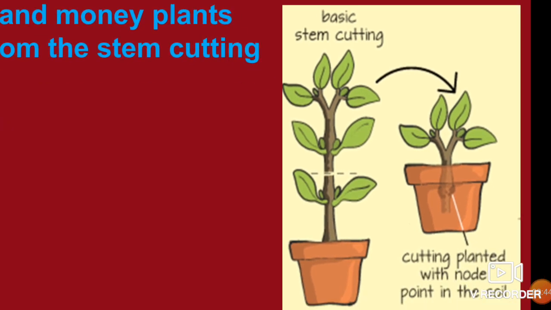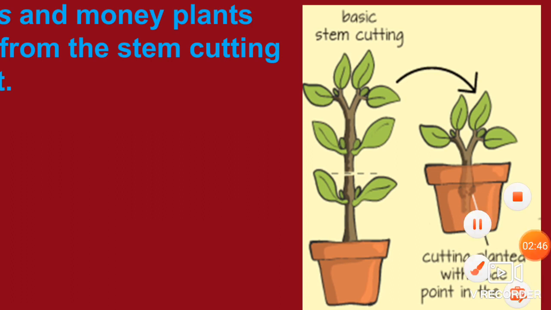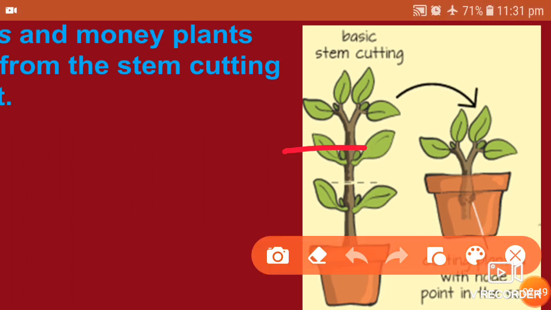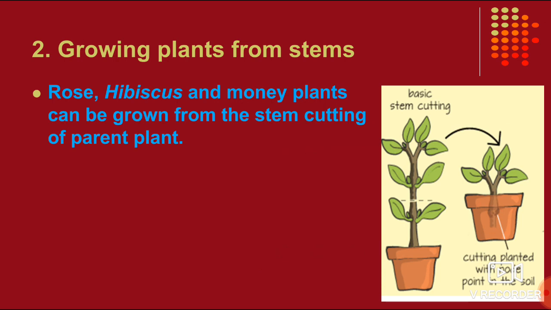you will get a new plant. Here you can see one cut is made and that same cut is planted here, and now you can see roots are growing. In that way you can get new plants from stem cuttings. There are other things like grafting and various other kinds of cutting, which we are not going to discuss. Here our focus is that we can grow plants from the stem also.